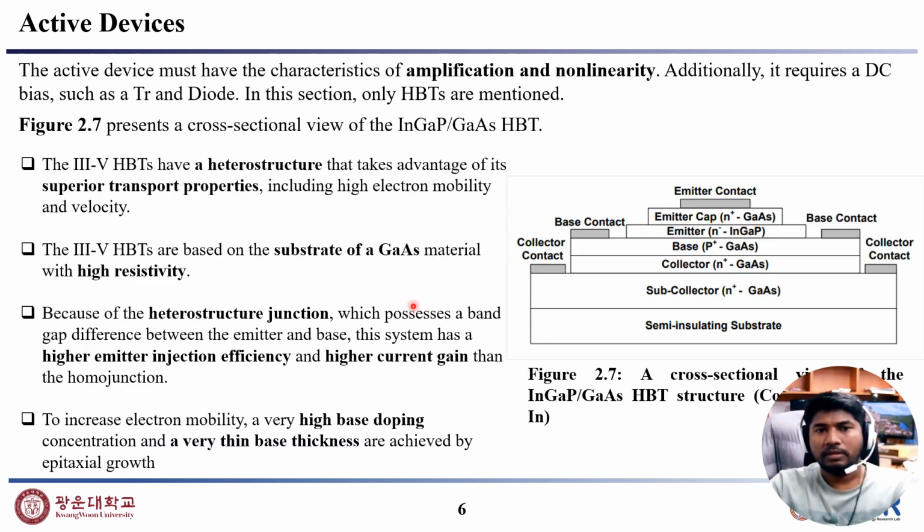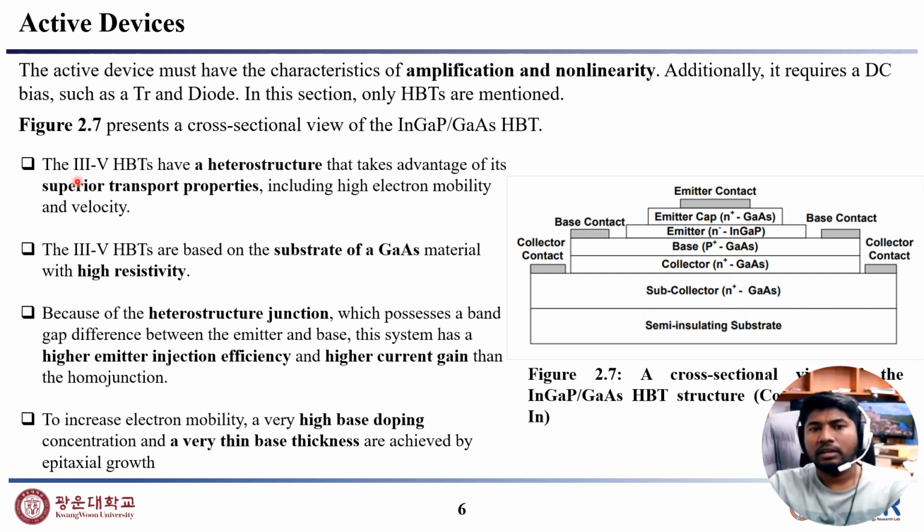Then the active device. The active device must have the characteristics of amplification and non-linearity. Additionally, it requires a DC bias, such as transistor, triode and diode. In this section, only HBT are mentioned. And here you can see a cross-sectional view of the indium gallium phosphide gallium arsenide heterojunction bipolar transistor.